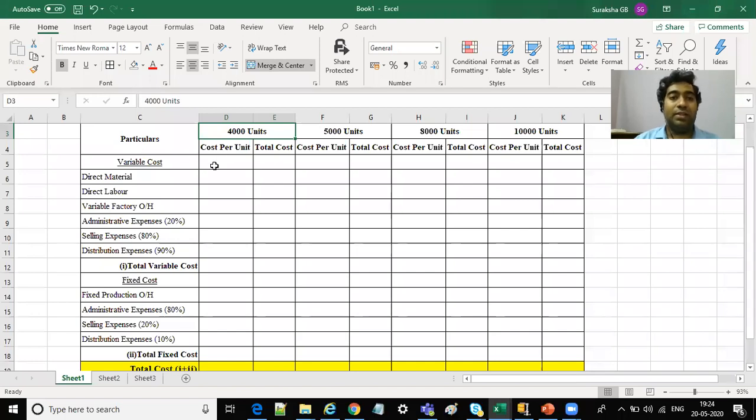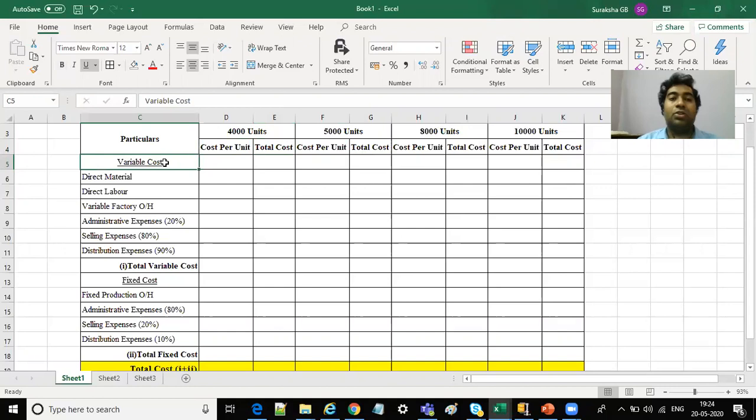This is the format which you are supposed to prepare for the flexible budget. As I told you, the question is asked for 4,000, 8,000 and 10,000 units, and the 5,000 units information is already given in the problem. For each level, it is required to calculate the cost per unit and the total cost, so for each set of units I have drawn two columns. One is cost per unit and the other is the total cost for all the four levels of activity.